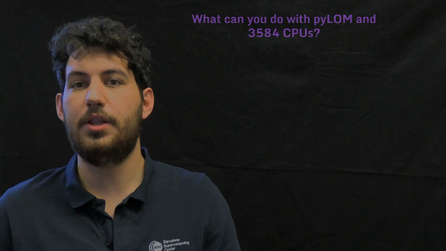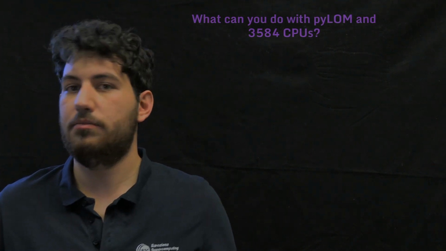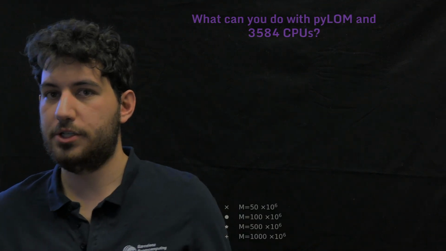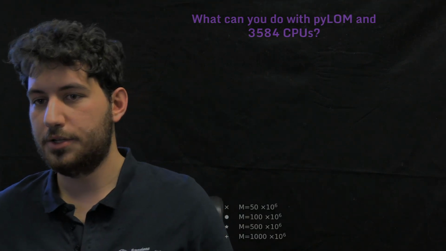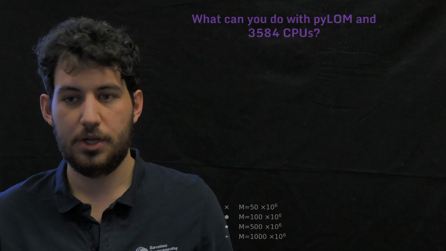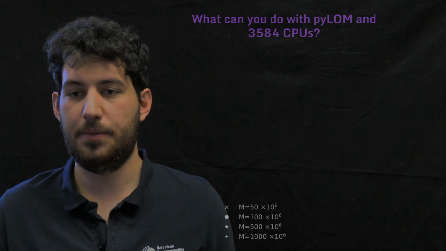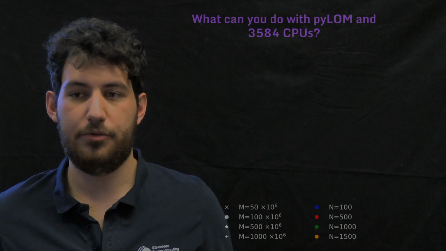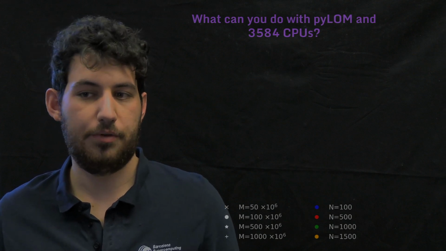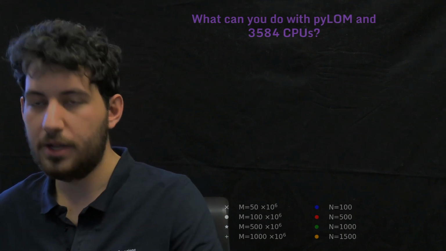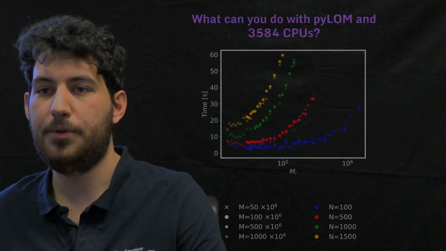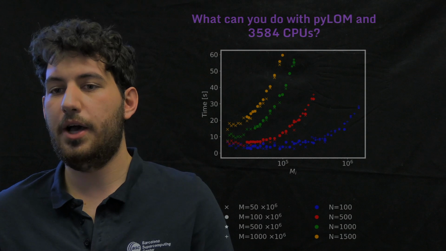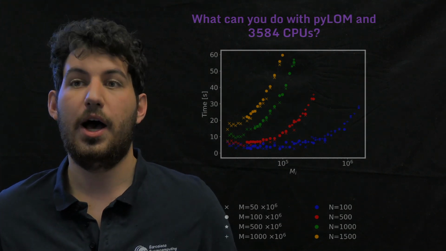So let me show you what you can do with pyLOM and 3,584 CPUs. We got 4 different meshes from 4 different cases that we had. The smallest one was 50 million grid points, up to the billion grid points that I was talking about at the beginning of the video. For these meshes, we used several numbers of snapshots, from 100 to 1500 snapshots. And we performed POD, the QR factorization actually, using different numbers of processors, up to these 3,584 CPUs.